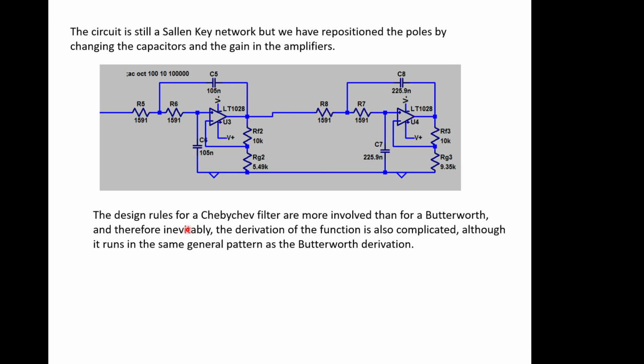So we can still use circuit architectures that implement second order functions, same as we did before. It's just that the solutions to the second order equations will be slightly different, which means that the poles, we've only got two poles, will be in slightly different places, and they'll be conjugate anyway. So we can use exactly the same circuit architecture, it's just we need to change the values around a little bit. And unfortunately the design rules for a Chebyshev filter are more involved than for Butterworth. Therefore inevitably the derivation of the function is also complicated, although it runs in the same general pattern as for the Butterworth derivation.